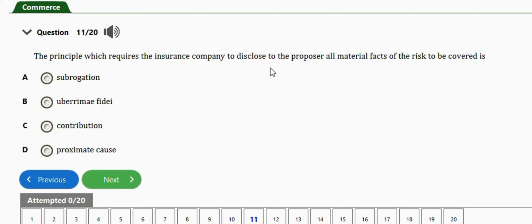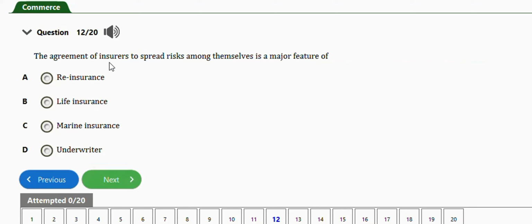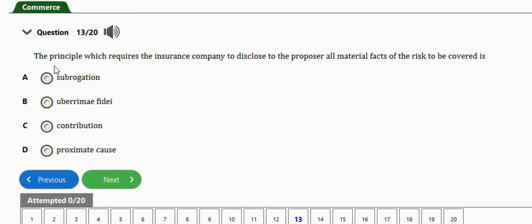Okay, next question is this one. It says, the principle which requires the insurance company to disclose to the proposer all material facts of the risks to be covered is: subrogation, Uberrima Fides, contribution, proximate cause. The right answer is option B, which is Uberrima Fides. Okay, take note of this question. Next question is this one. It says, the agreement of insurers to spread risk among themselves is a major feature of: reinsurance, life insurance, marine insurance, underwriter. The right answer is option A, which is reinsurance.